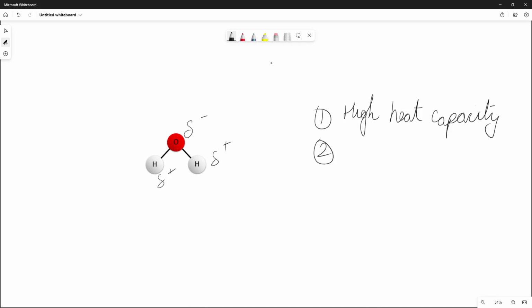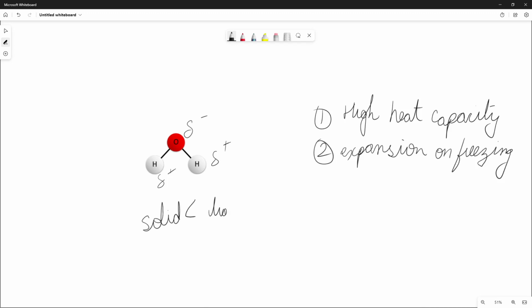The second important property is water's expansion on freezing. And this makes it so that water is more dense than ice. And this is an interesting quality because water is the only molecule whose solid form is less dense than its liquid form. And this is important.